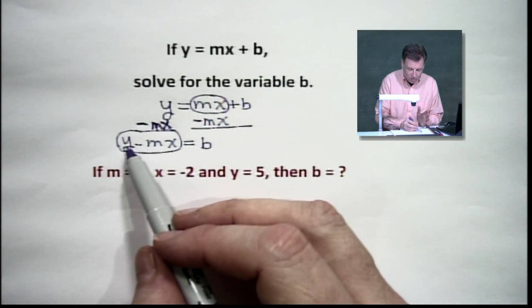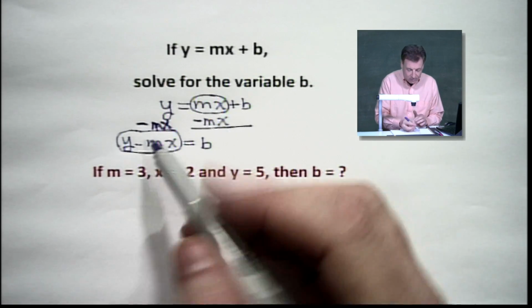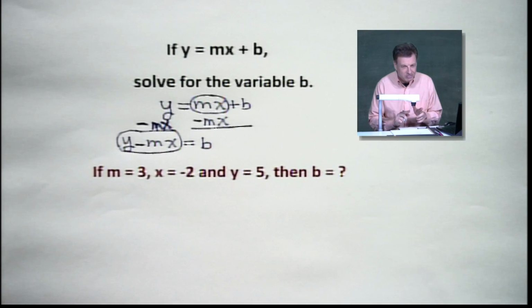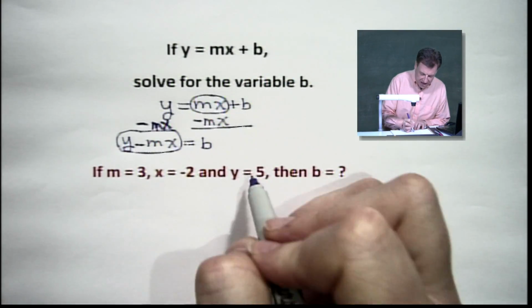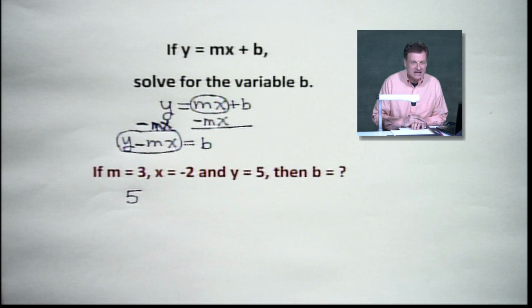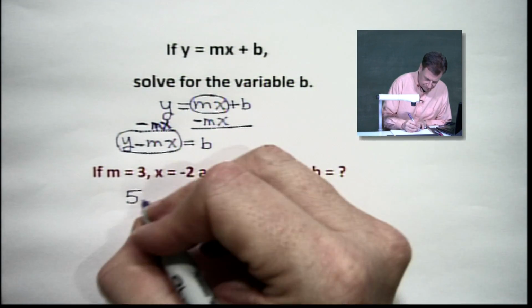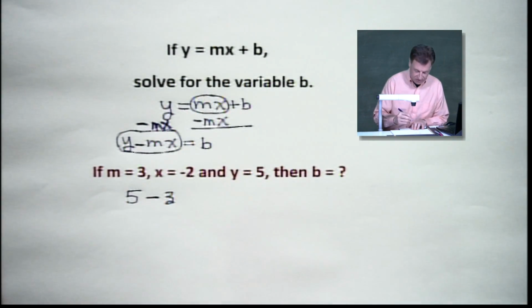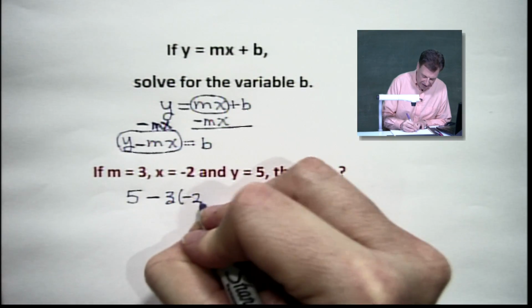Those are 2 terms, the y and the mx. But they're separated by that minus. It's very important. So now let's do the replacement on it. Let's put in 5 for y. You see, there it goes. Let's put in 3 for m. By the way, there's a minus hanging on there. We got to keep that in there. And let's put that -2 right in there.